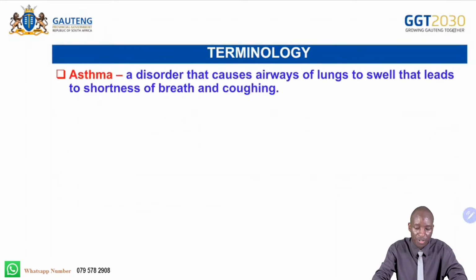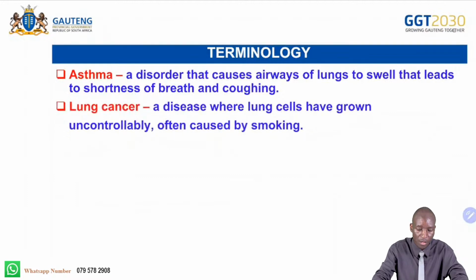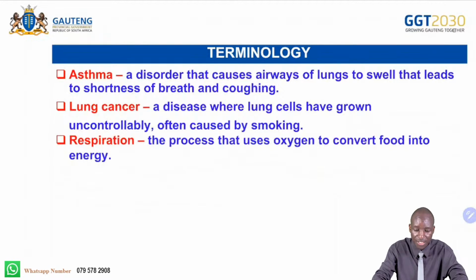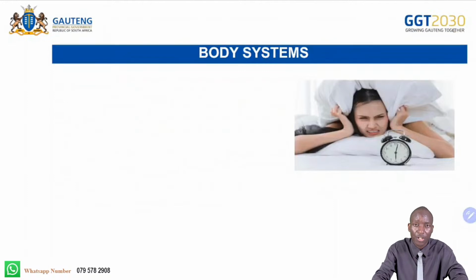Let's move on with our terminology. Asthma is a disorder that causes the airways of the lungs to swell, and it leads to shortness of breath and coughing. Lung cancer is a disease where lung cells have grown uncontrollably, often caused by smoking. So stay away from smoking. Respiration is the process that uses oxygen to convert food into energy. That's our terminology.